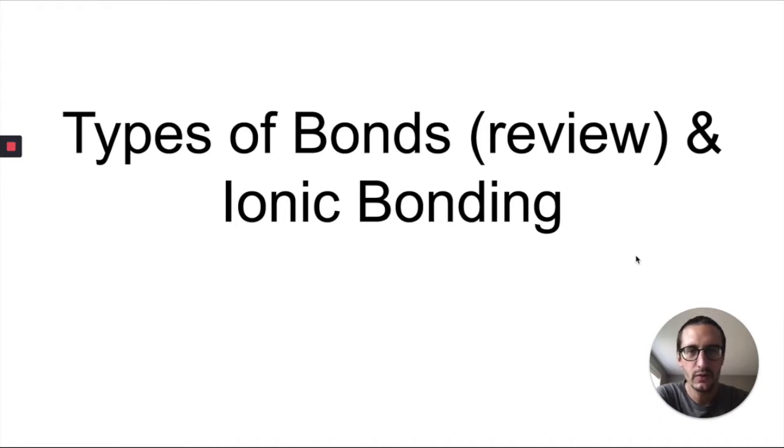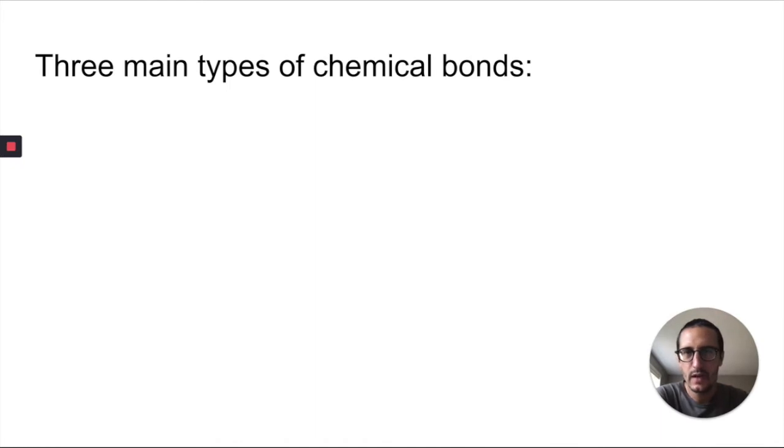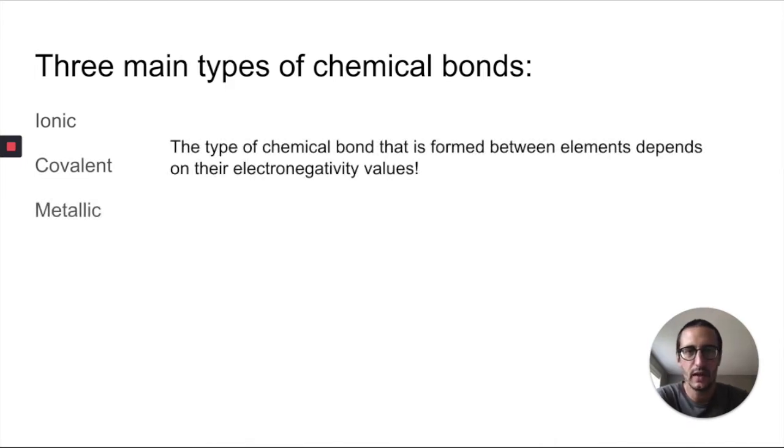We'll review some of the things that we talked about in class, as well as get into some more details about ionic bonding. So first, the three main types of bonds, as we mentioned: ionic bonds, covalent bonds, and metallic bonds. And really, the type of bond that forms between the elements is dependent on their electronegativity values.